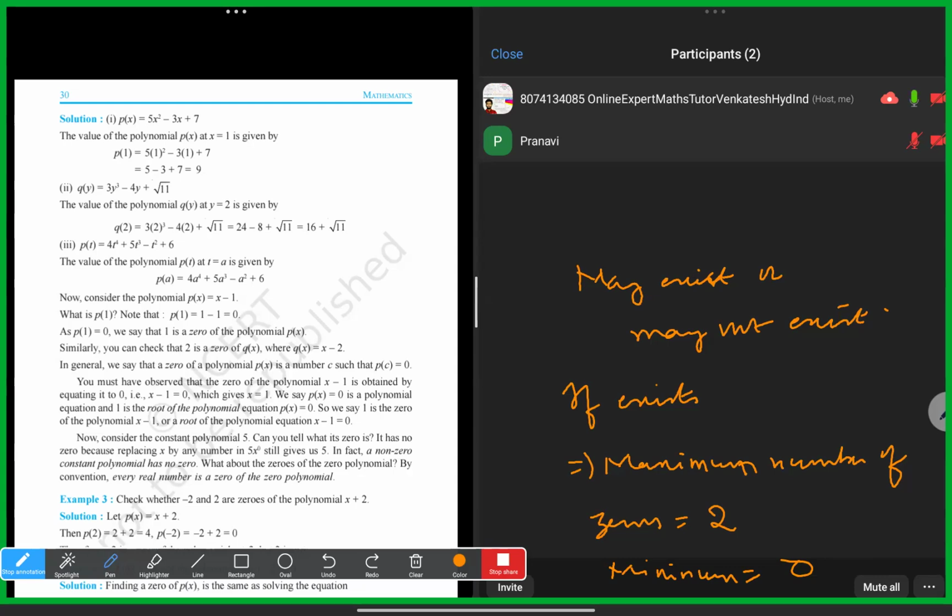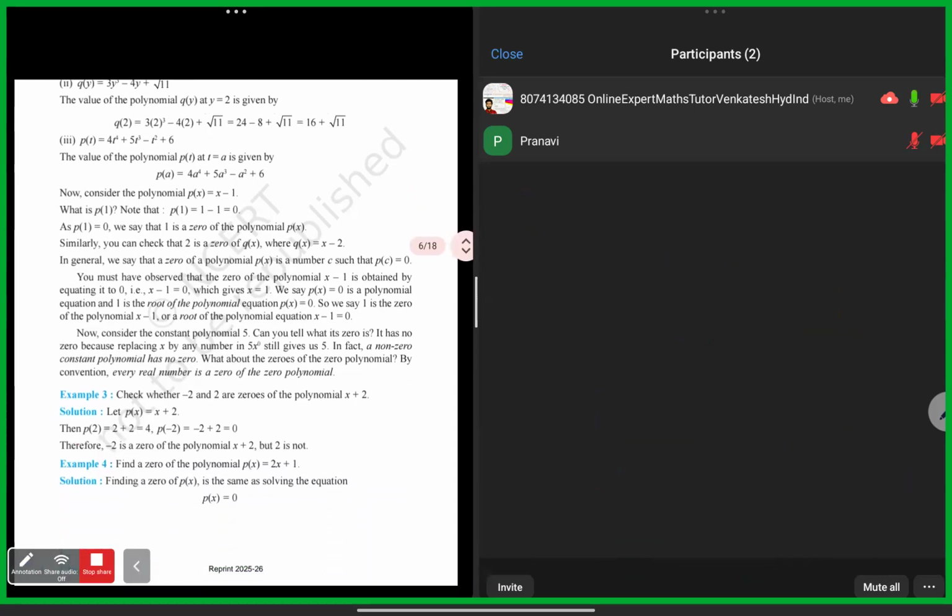Now, if it is a cubic polynomial, similarly, whatever power of the variable is there, that will be the highest number of zeros. Like a cubic has highest power 3, so it will have a maximum of 3 zeros, and a minimum of 0, because there are a few cases where zeros will not exist. Okay, Pranavi? So we will directly go to the exercise.